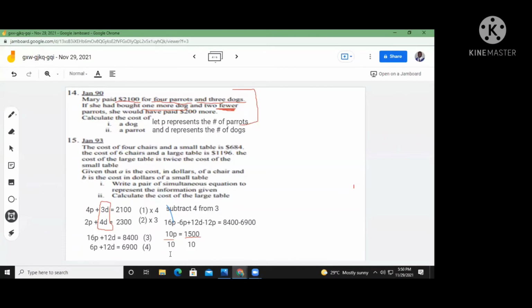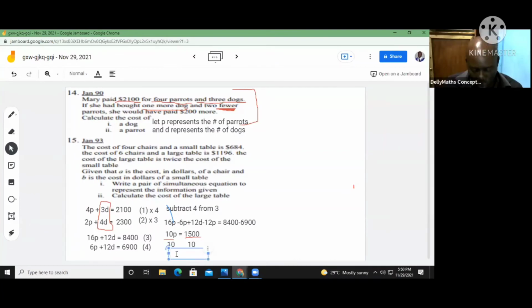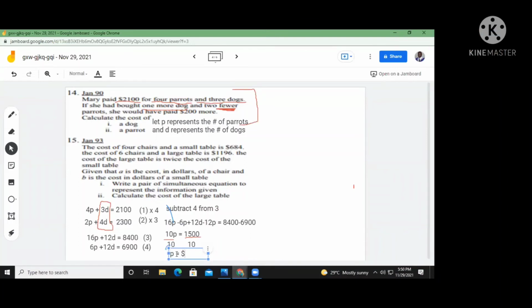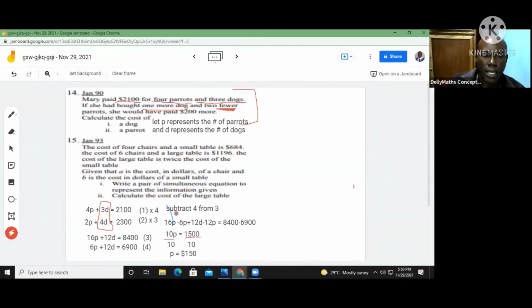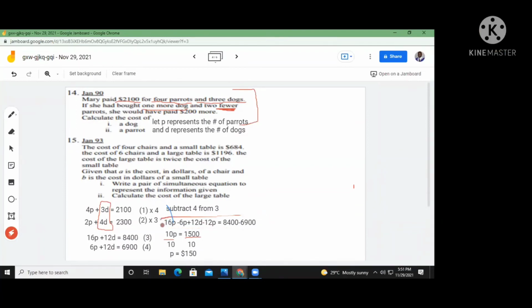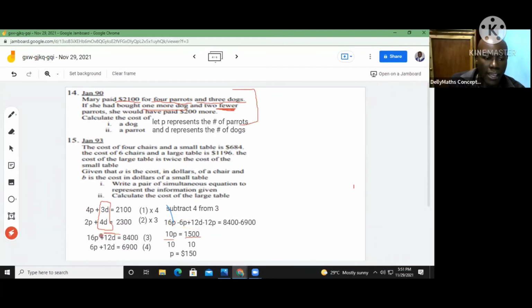I don't get the part. Talk to me. Which part didn't you get? The 10p equals 1,500. To simplify, we subtract equation 3 from 4. You remember this, Peter? The 8,400 from 6,900. So you see this, you're subtracting. Remember, we are eliminating the D, and it is 2 positive. To get rid of 2 positive, you subtract them from each other. And anything you do to one thing, you have to do to everybody.